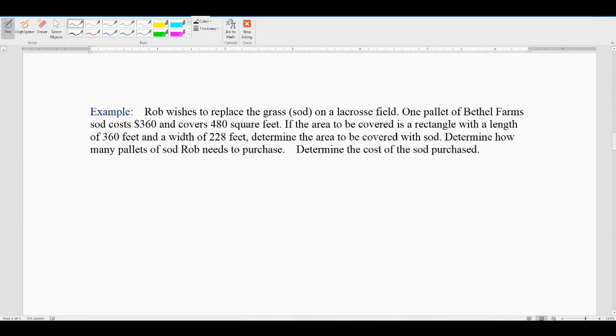Here's a word problem. We have a lacrosse field. One pallet of sod costs $360 and covers 480 square feet. As soon as you see that, you know what comes to mind? Area. It says area of a rectangle with a length of 360 feet and a width of 228 feet. We want to determine the area. So everything is telling you area. We want to know how many pallets are needed and what the cost would be.